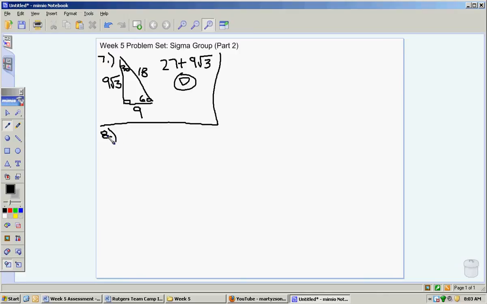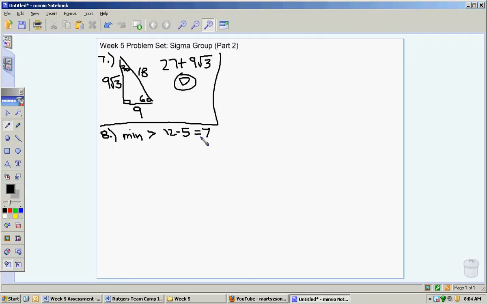In the next problem it says, two sides of the triangle measure 5 and 12. Which of the following cannot be the length of the third side? Well, the minimum has to be greater than the difference of the two sides, 12 minus 5. So 7 doesn't work. It has to be bigger than 7 there.